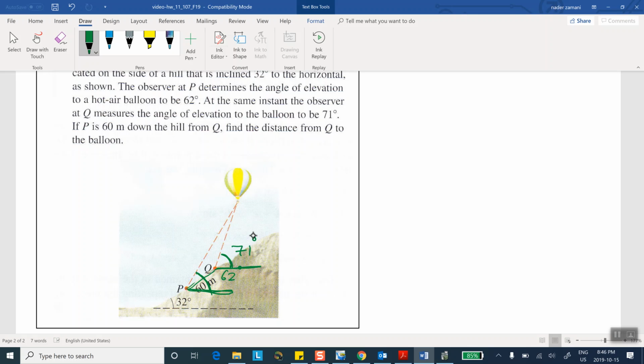Okay. P and Q are 60 meters apart. Find the distance from Q to the balloon. Okay, so what do we have here?